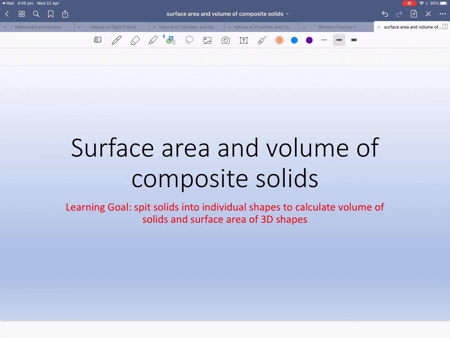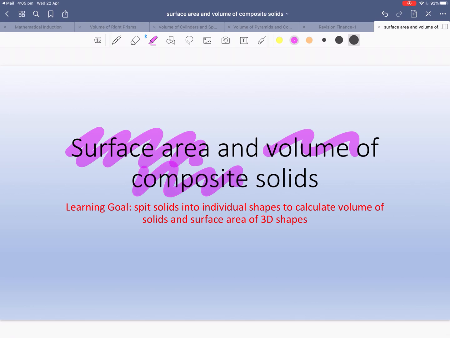This lesson is combining a few things that we've learnt in this unit, and so we're looking at surface area and volume of composite solids. Now remember, we've done composite shapes, but we haven't done them in the 3D world. So we're going to do what we did with composite shapes, and we're going to split solids into individual shapes to calculate the volume of solids and the surface area of 3D shapes. So let's go for it.